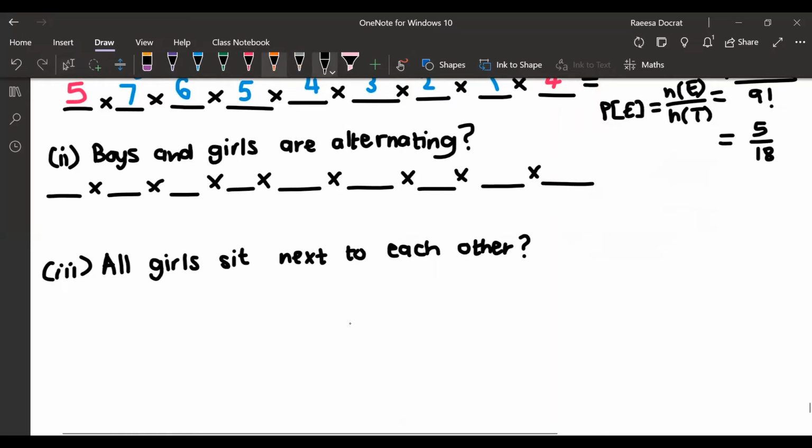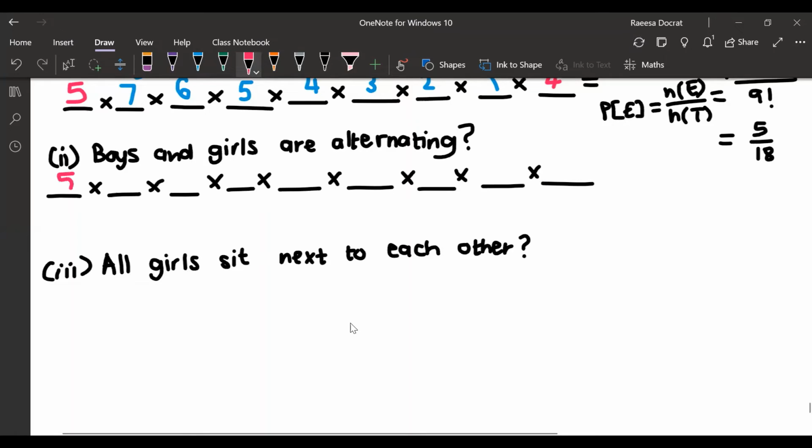Okay, so we would like girls and boys to alternate. So we have 5 girls and 4 boys. So that means we should start with a girl, because that's the only way we'll get alternating. If we start with a boy, then we're going to have extra girls at the end. So let us first place the girls.